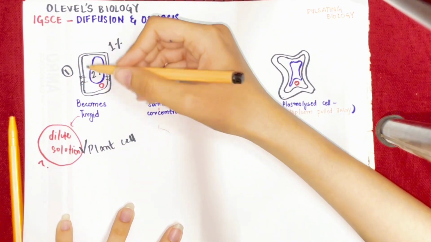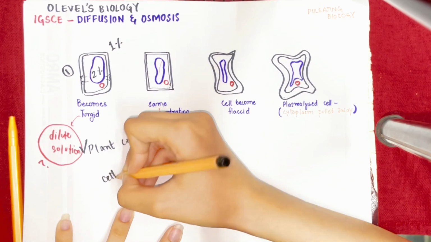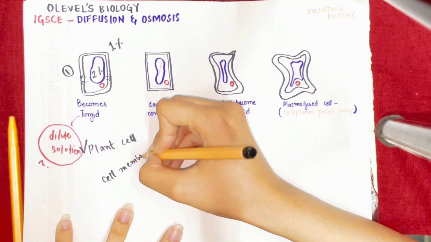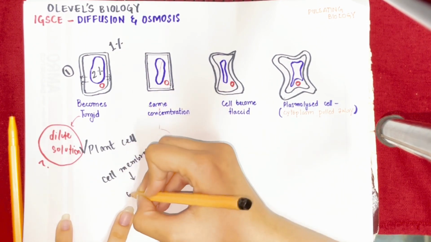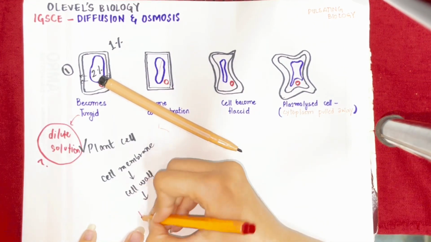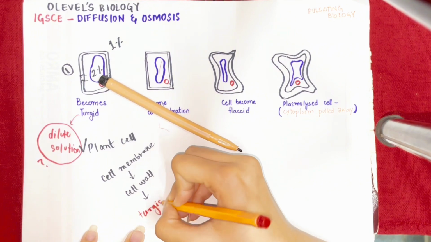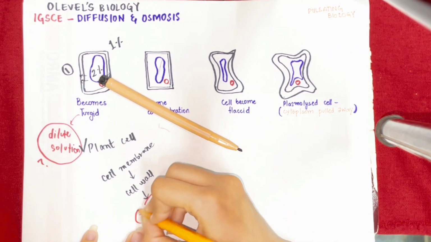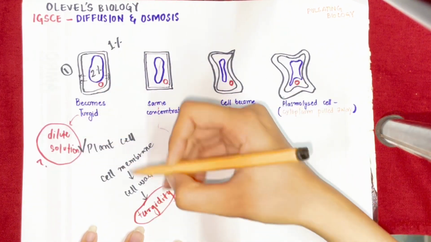The pressure that is exerted by the cell membrane onto the cell wall results in the turgidity of the cell. This is how the cell basically becomes turgid.